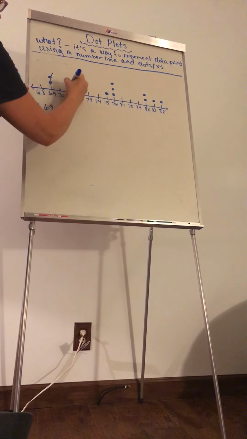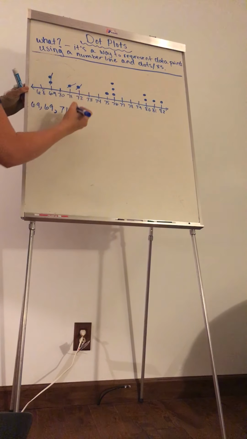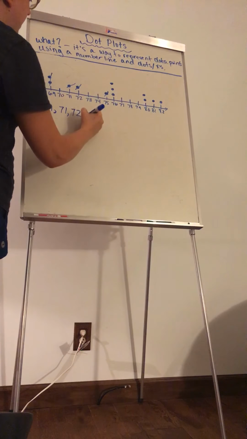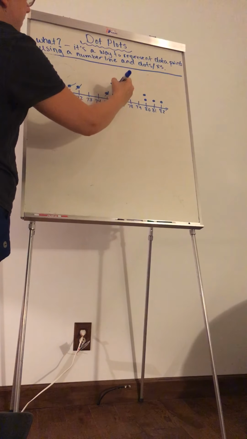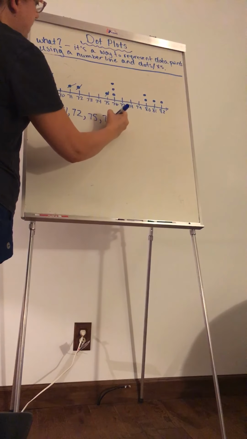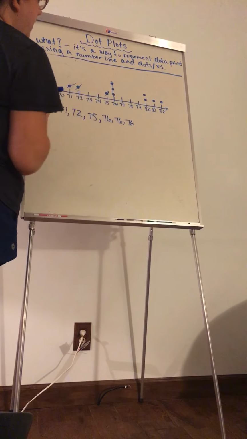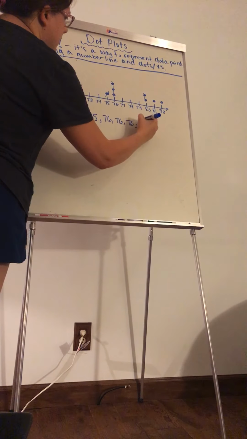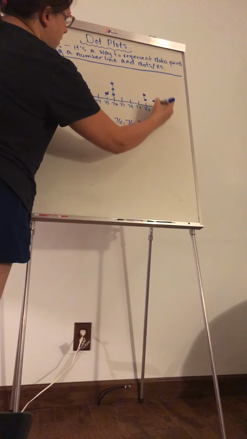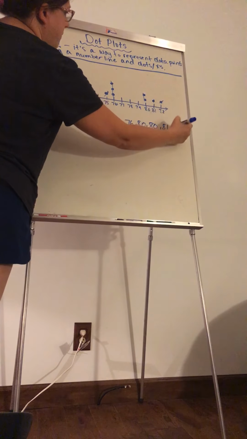I've got 171. I've got 172. Okay. Then I move on, and I've got 175. Okay. Then I've got 3 76s. So I've got 76, 76, 76. Okay. And then I have 2 80s. And then I've got an 81 and an 82.